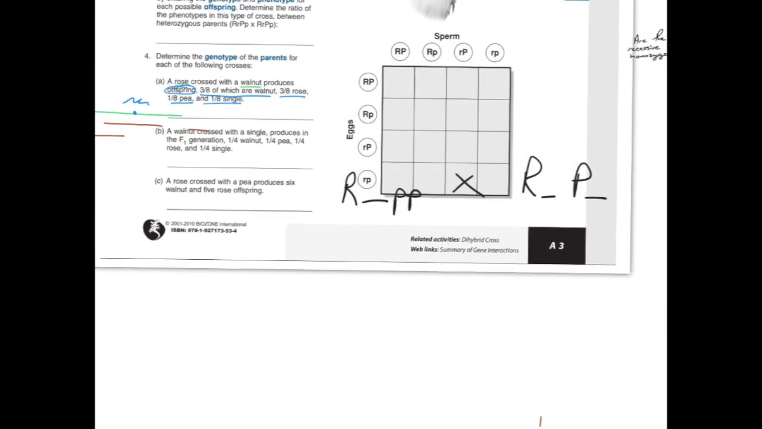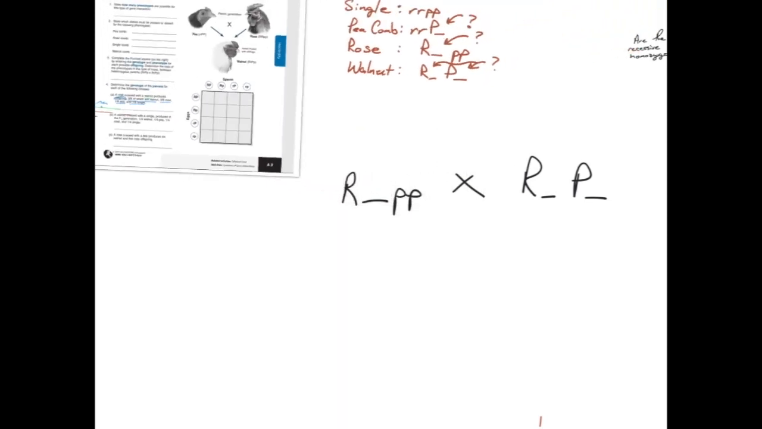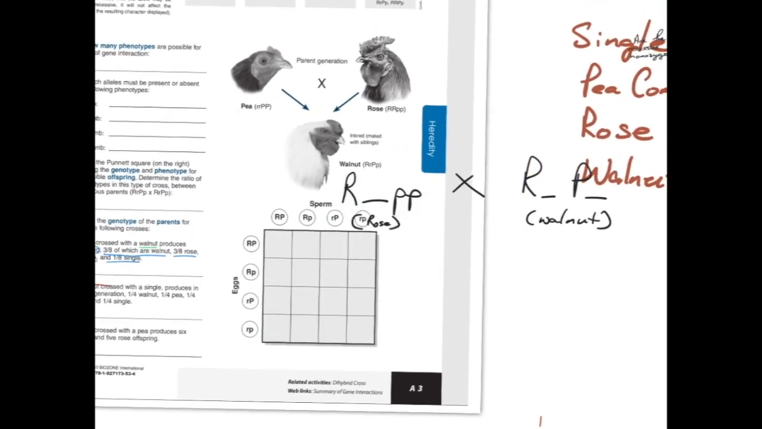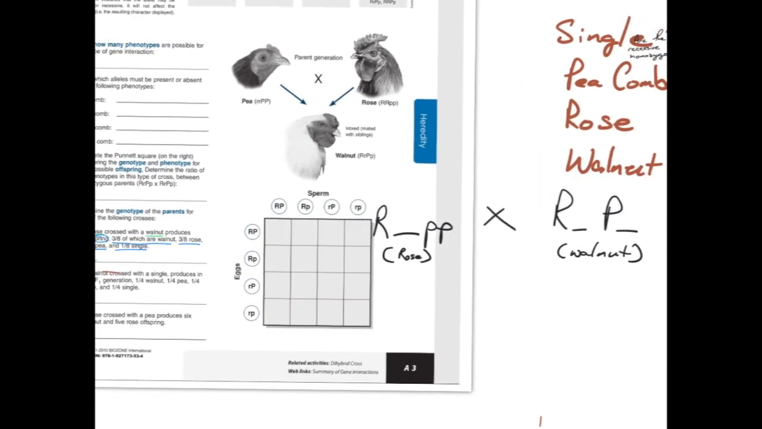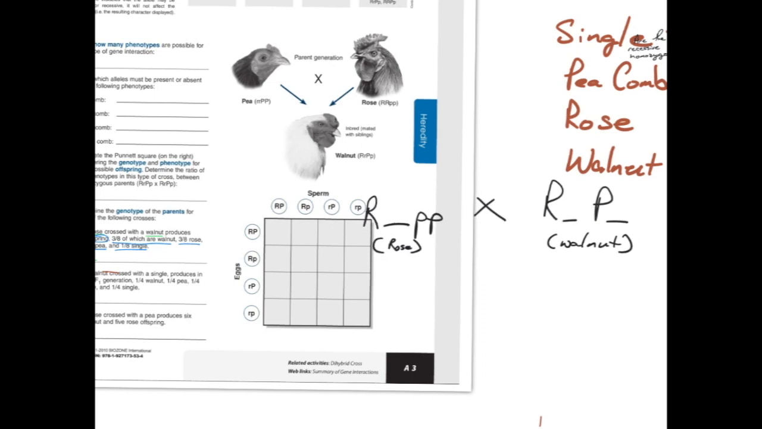It says 3/8 of the children are walnut. Well, what's walnut? And by the way, they said rose, right? This is called rose. Is that right? And this is called walnut. But then in the picture, it shows you what the blanks were. In the picture where it shows the different ones, it shows you that is big R, I mean, a dominant and recessive for the walnut. That was an example, right?